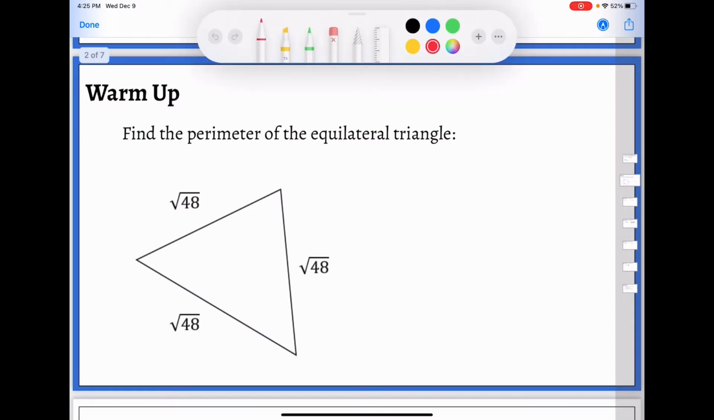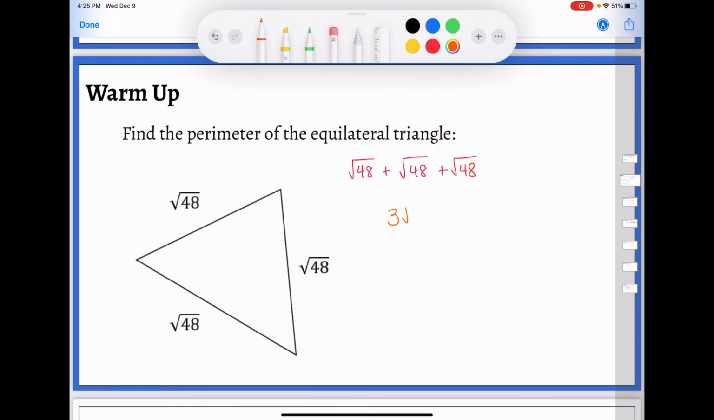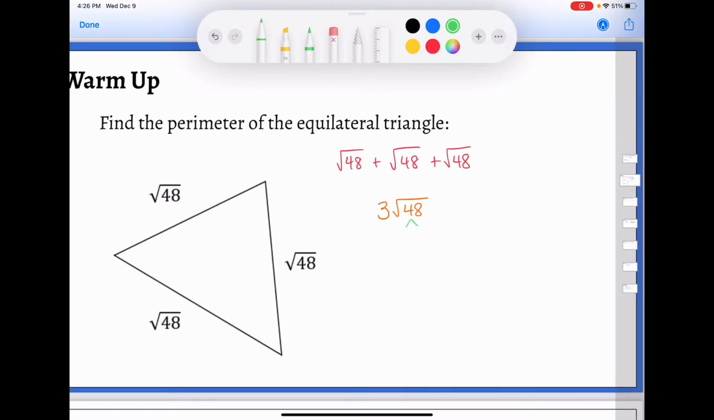So if you remember, perimeter means to add up all the sides. So you could say the square root of 48 plus the square root of 48 plus the square root of 48, right? Or you could also write that as 3 times the square root of 48, 3 radical 48 would be another way. You can see that all three of those radicals are like radicals, so you can add the three of them together and you get 3 radical 48. But we're not done yet because we need to make sure that we reduce or simplify that radical.